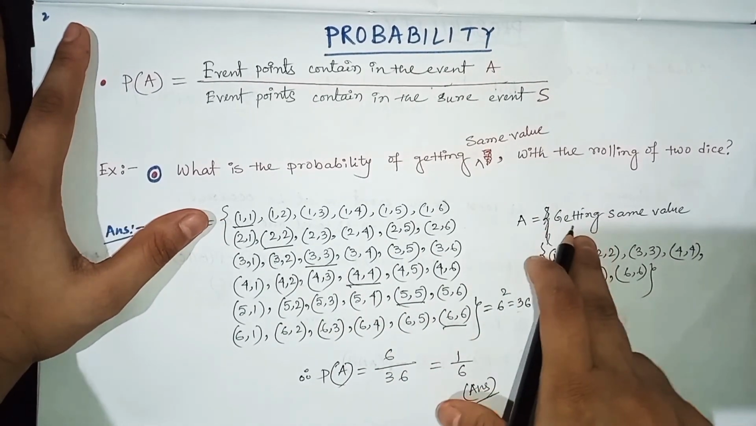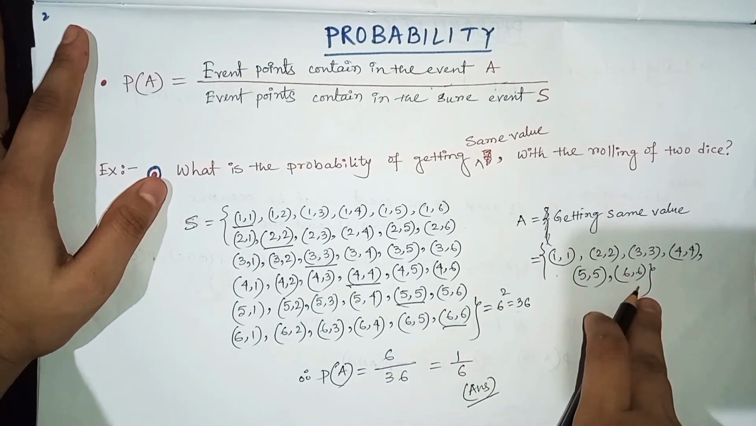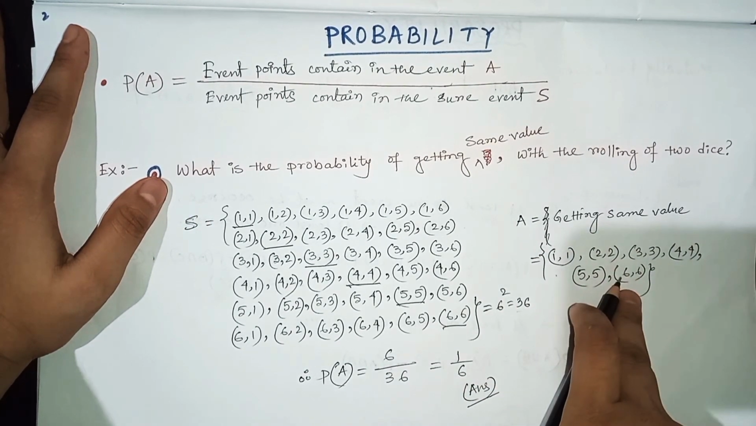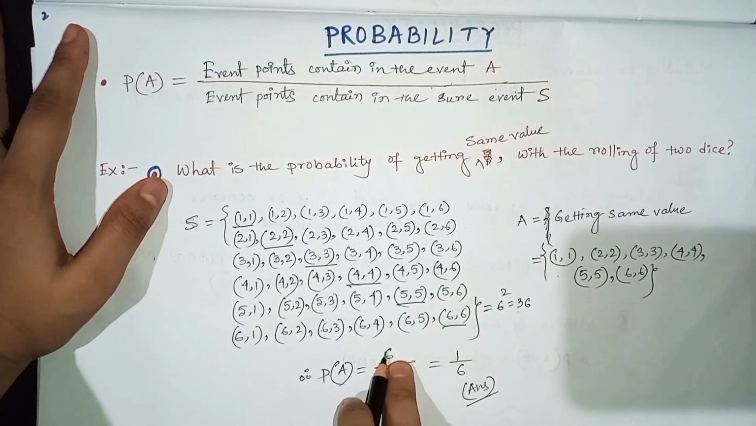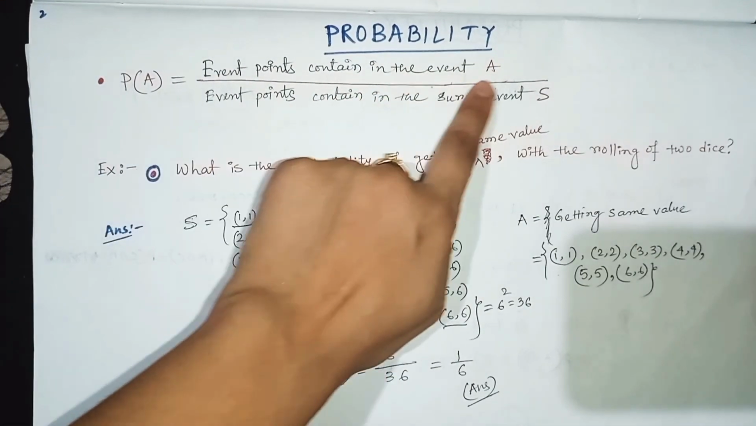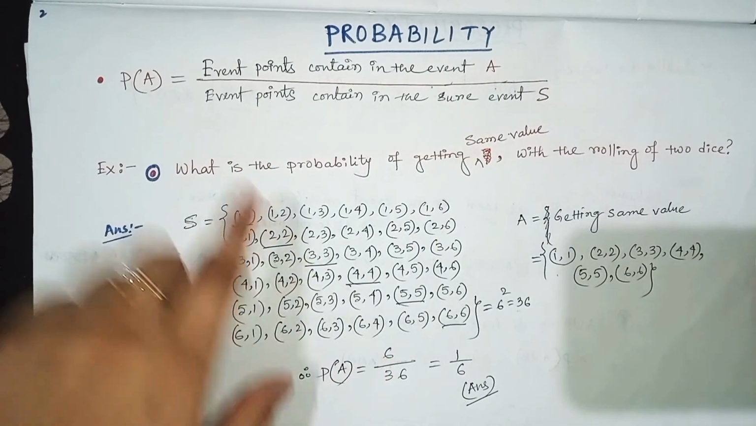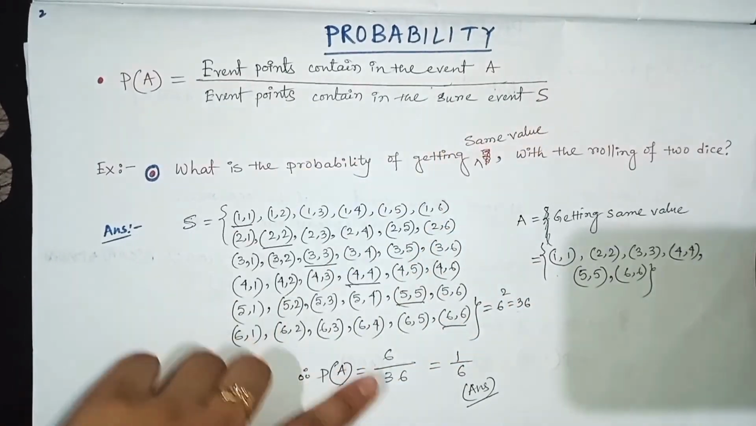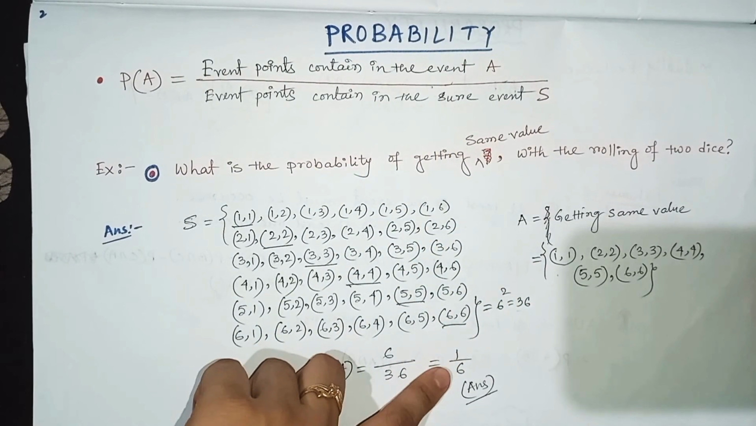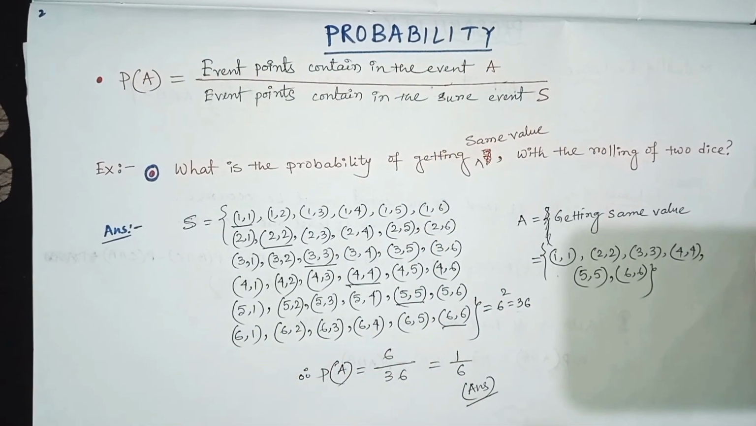So A is getting the same value. There are only 6 outcomes, and 6 event points. So the probability of A is equal to the event points contained in the event A, 6, divided by the event points contained in the sure event S, 36, which is equal to 1 by 6. This is the answer.